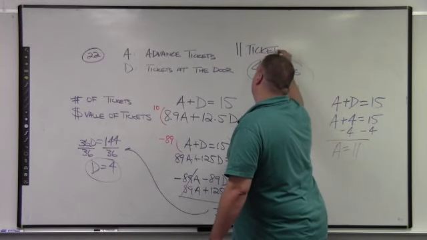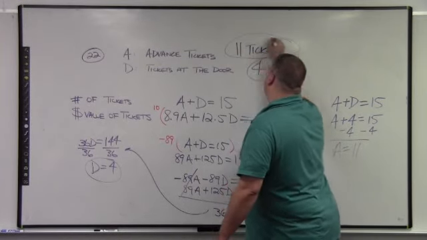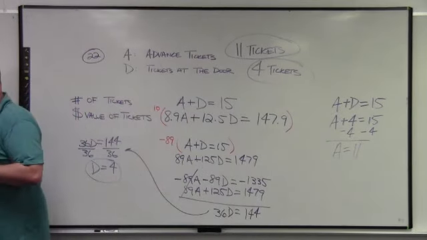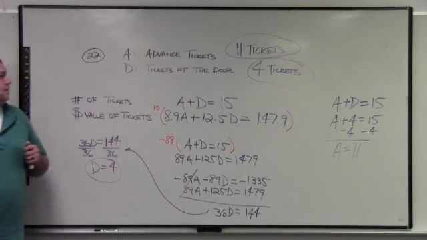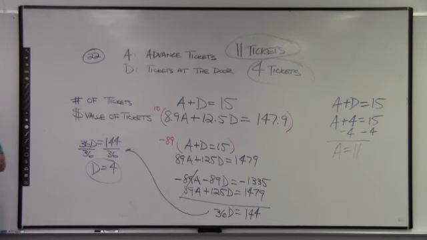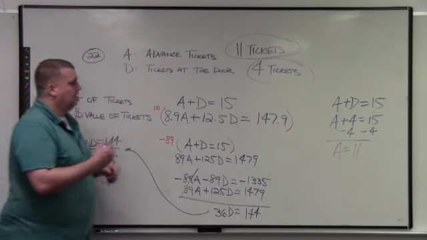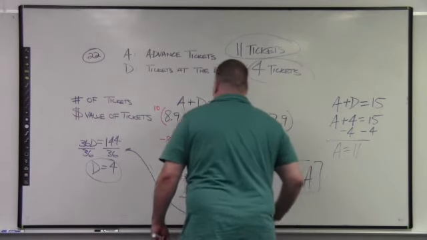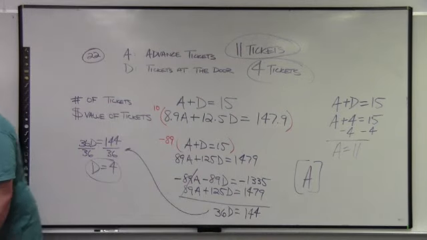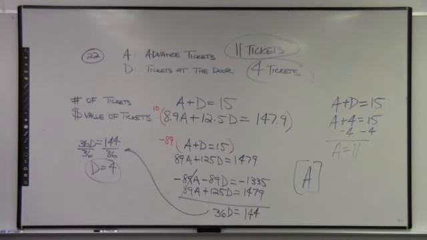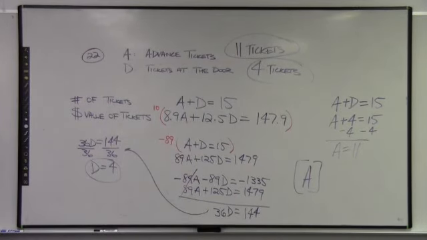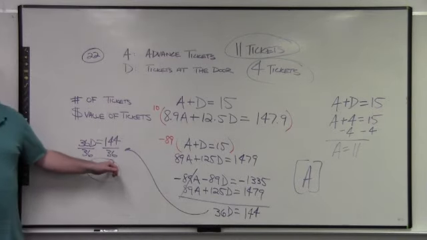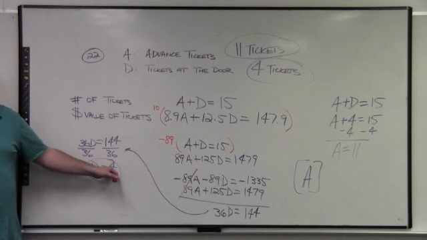So they're probably just going to be asking for one of those two places. Which one are they asking for, the advance tickets or the door tickets? Advance. So I would pick letter choice A. Is four on there as well? Yes, so be careful what they're asking for. It would have been very easy to go, oh, I got four, that's one of my answer choices, but remember they were asking for the advance tickets.